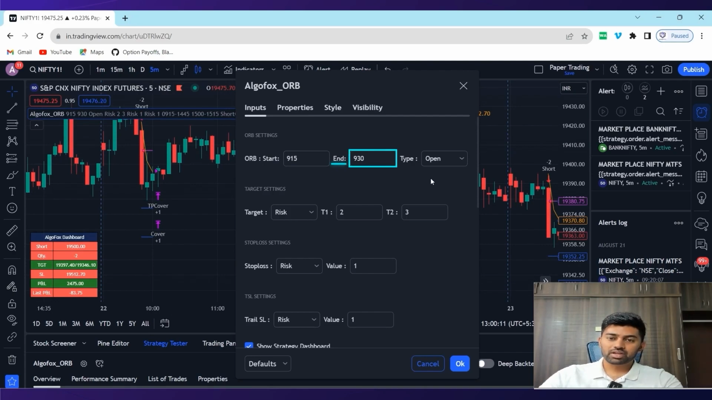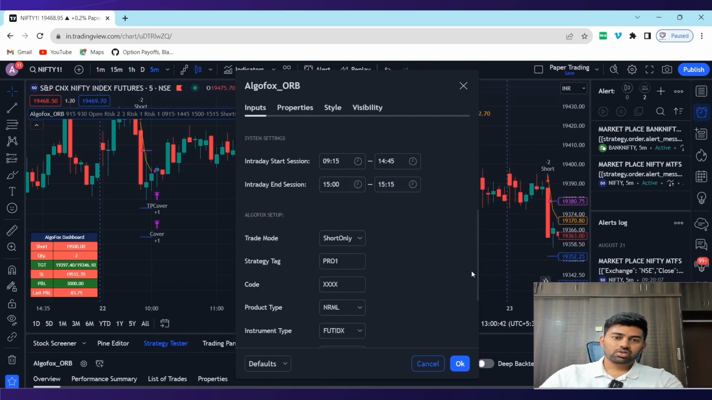So this way, the strategy ORB that we are providing you has start time and end time dynamic. Type is dynamic with high, low, open, close, and open. Target is dynamic in terms of percentage, points, risk, or even if you want, you can switch it off. Stop loss is also dynamic in terms of percentage, points, risk, and if you want, you can switch it off. Trailing stop loss is again dynamic with points, percentage, risk, and even if you want, you can switch it off. You can decide the start session and end session time, trade mode, and also connect seamlessly with AlgoFox.